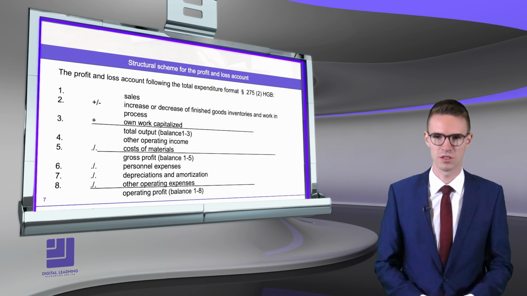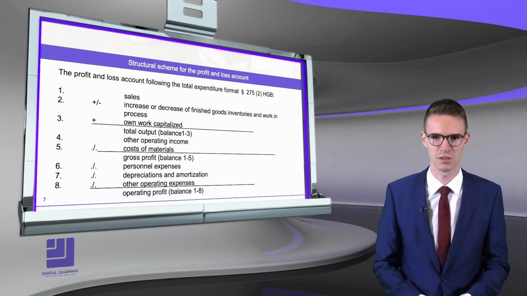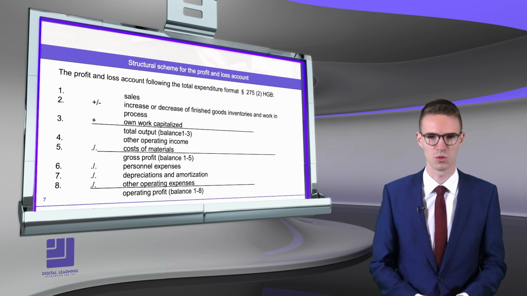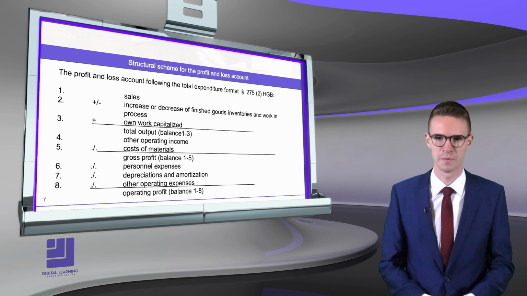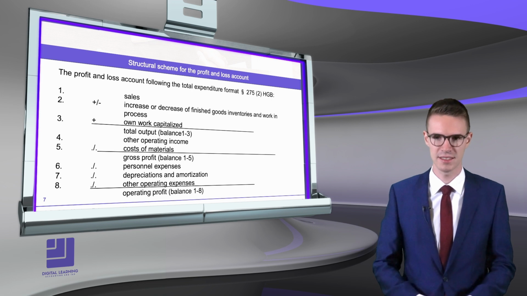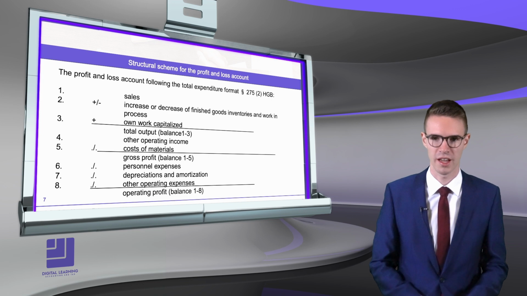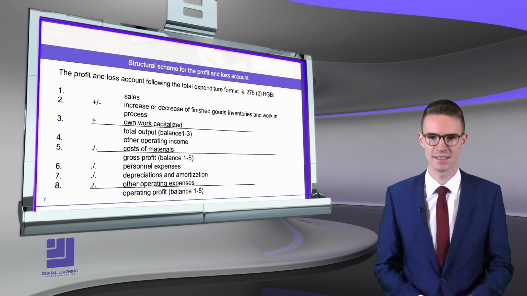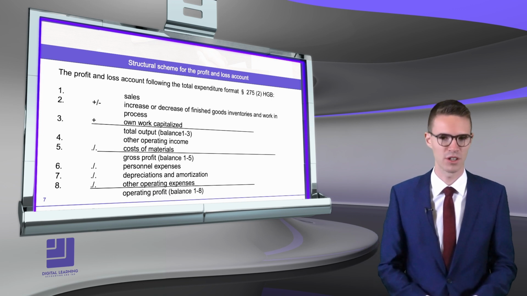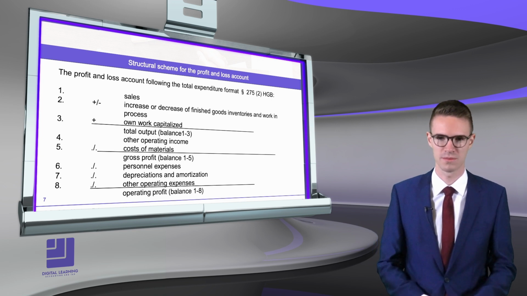Now we take a closer look at the different methods for preparing the profit and loss account. We are starting with the total expenditure format due to paragraph 275(2) HGB. The starting point are the sales. The sales minus or plus the changes in finished goods and work in progress and the own work capitalized are summarized in the first sum position, the total output.